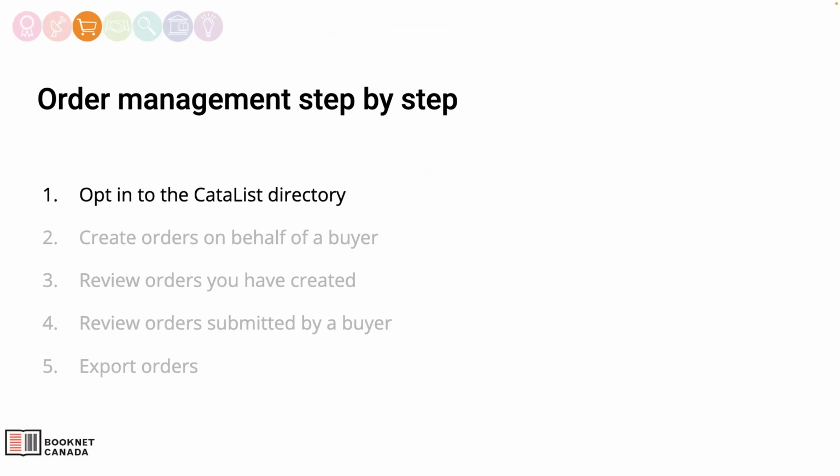One highly recommended first step for all sales reps is to consider opting into the CataList directory. Doing so will make it easier for you to communicate with others in the book trade, and it will help retailers and librarians find you when they want to submit orders through CataList. Rest assured that only your name and company affiliation will be visible, and only to other CataList users. Your email address, phone number, and any other details will not be shared.